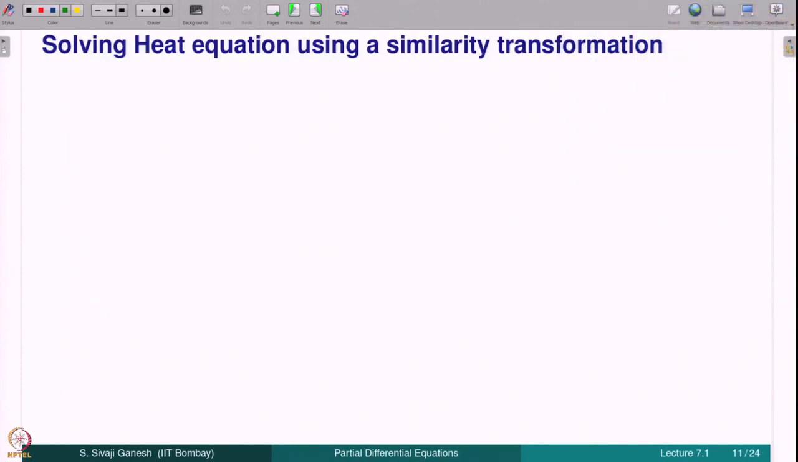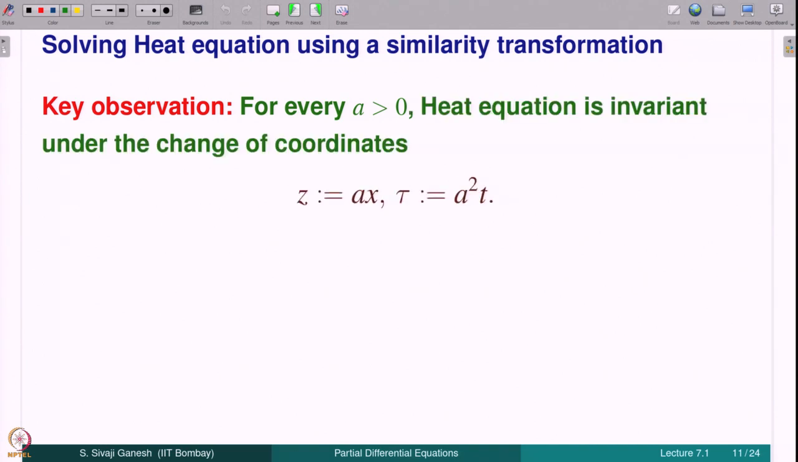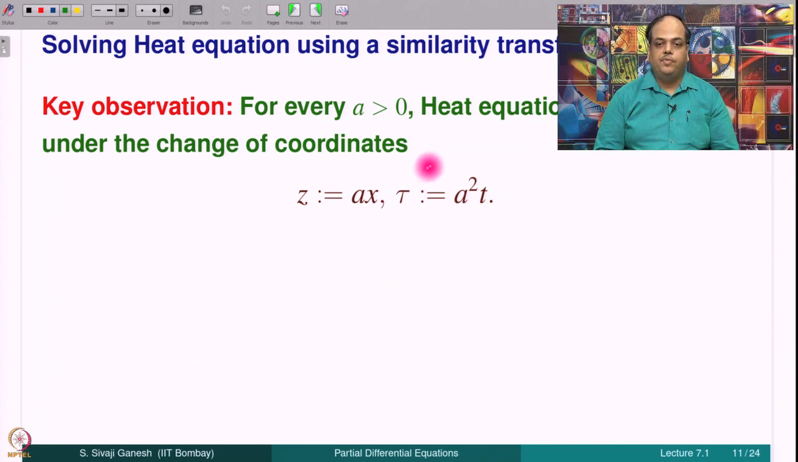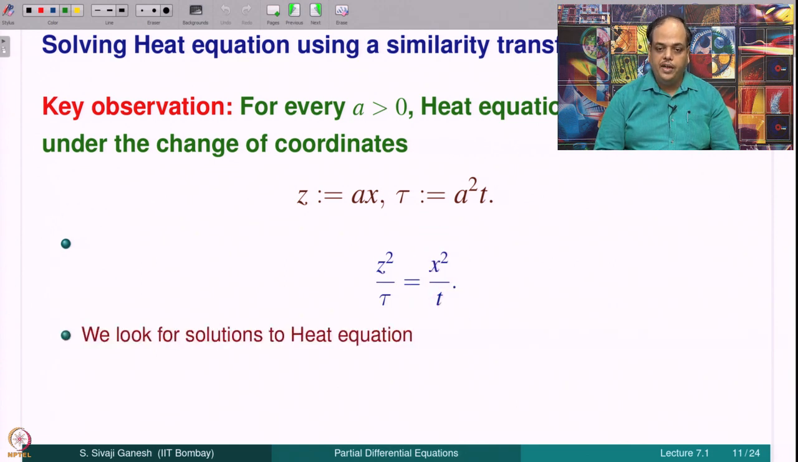Let us solve the heat equation using a similarity transformation. We will see what that means. A key observation is as follows. For every a positive, the heat equation is invariant under the change of coordinates. That means if you shift from (x, t) to (z, tau), the heat equation now will become w_tau minus w_zz equal to 0. Observe this, z^2 by tau is x^2 by t. So, we look for solutions to the heat equation respecting the above symmetries. So, let v be a function of one variable v of z.